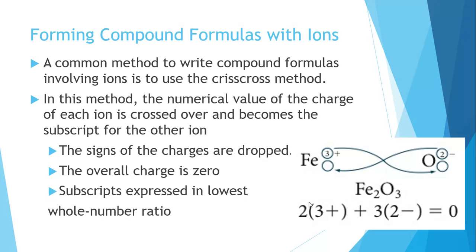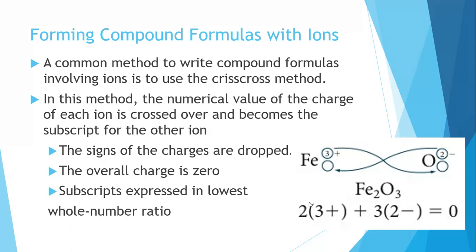Now that we understand ions and their charges, let's see how compounds are formed with these ions, because once we know how they're formed, we can undo that, or uncross them, and find out the ions that are in them. A common method to write compound formulas involving ions is the crisscross method.